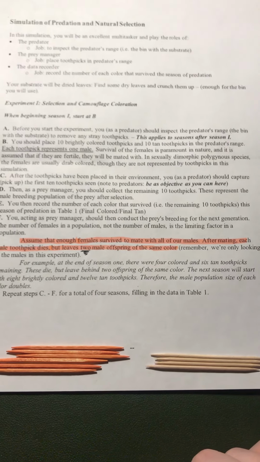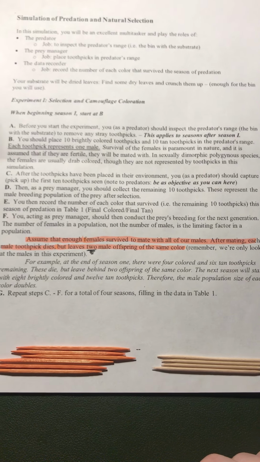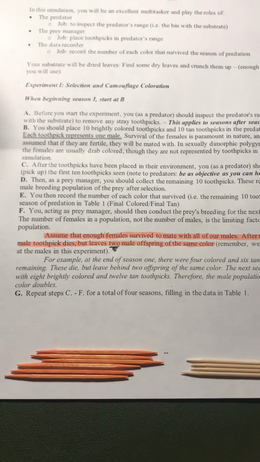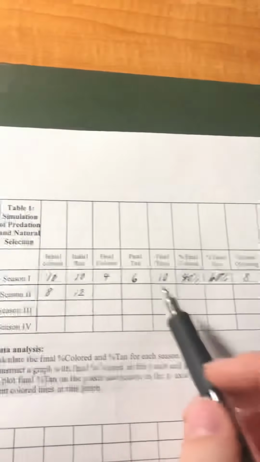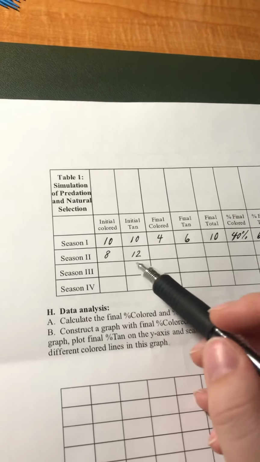These will die, but leave behind 2 offspring of the same color. Therefore, the next season, you begin with 8 brightly colored and 12 tan toothpicks. So the numbers double. Here, we ended with 4 colored, so there's going to be 8 offspring. We ended with 6 tan, so there's going to be 12 offspring. So those are doubled, and that is what you're going to bring over here and start with in season 2.